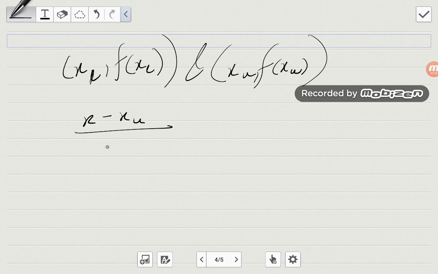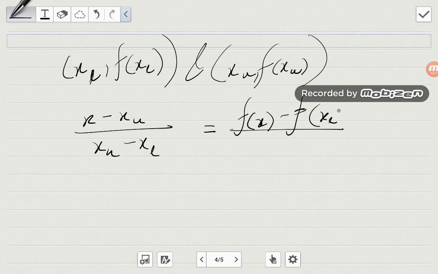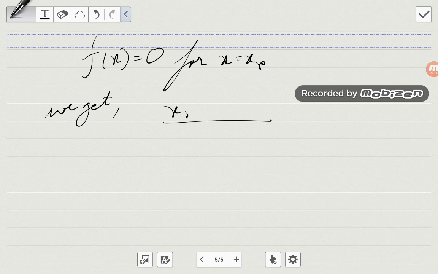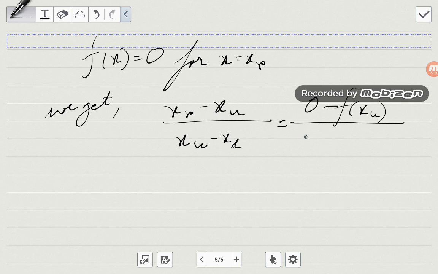The equation of the straight line joining these points is given by (x minus xu) divided by (xu minus xl) equals (f of x minus f of xu) divided by (f of xu minus f of xl). Now, if we plug in f of x equals 0 for x equals xr, we get (xr minus xu) divided by (xu minus xl) equal to (0 minus f of xu) divided by (f of xu minus f of xl).